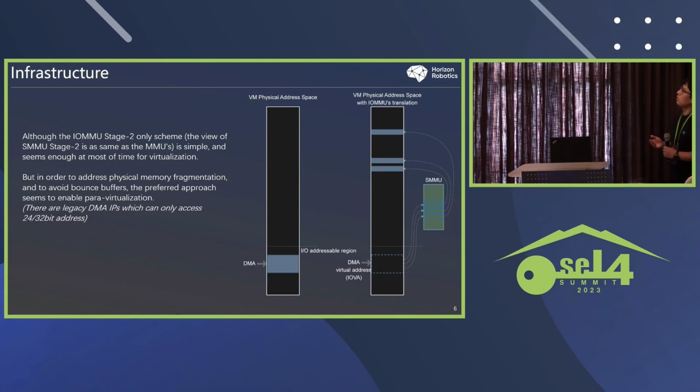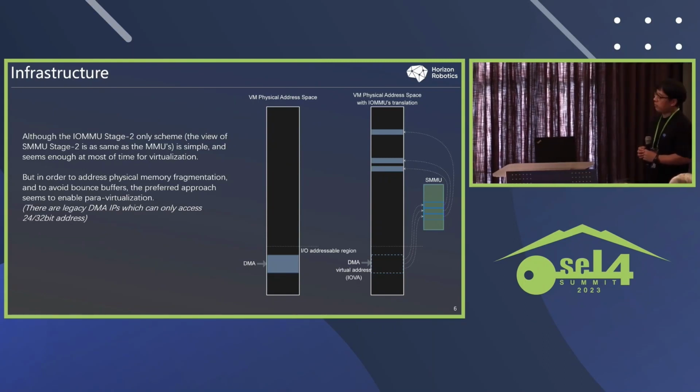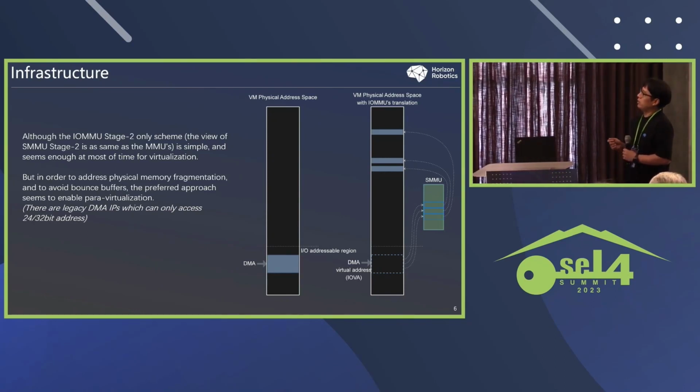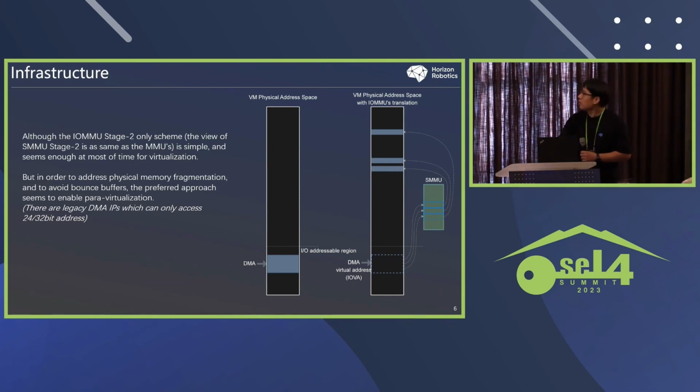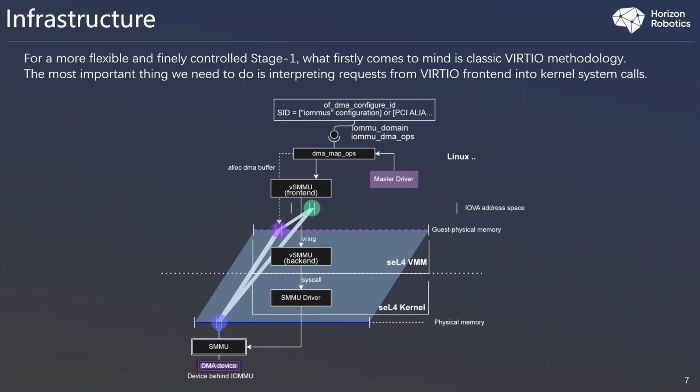Although the IOMMU Stage-2 only scheme is simple and enough for most cases, in order to address the problem of physical memory fragmentation and to avoid bounce buffers, we think a preferred approach is to enable stage 1 virtualization, because currently there still exist some legacy DMA devices which can only access 24 or 32-bit addresses. With its help, the DMA can combine small fragments together to make a larger frame. For example, if a digital camera has a very large pixel count, it needs continuous memory. This is a similar scenario.